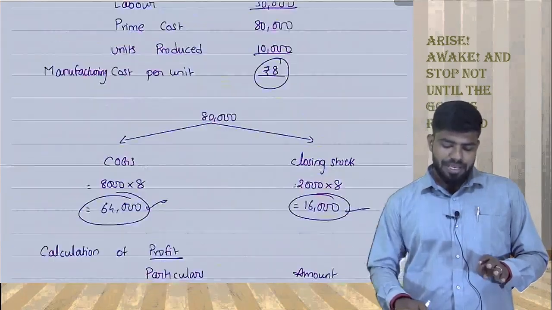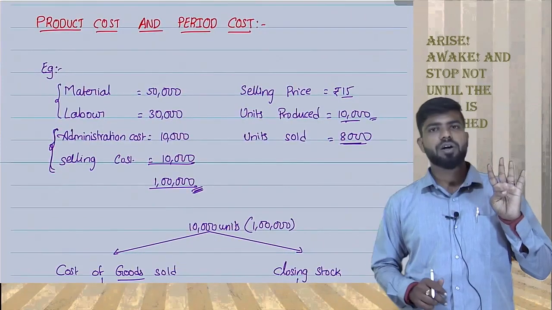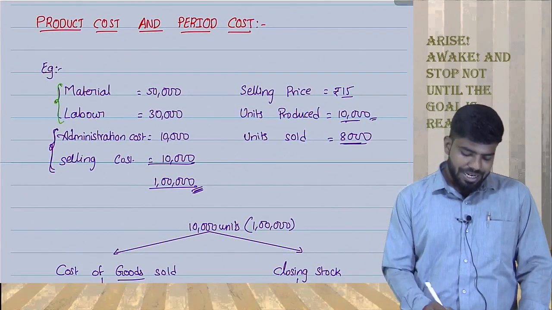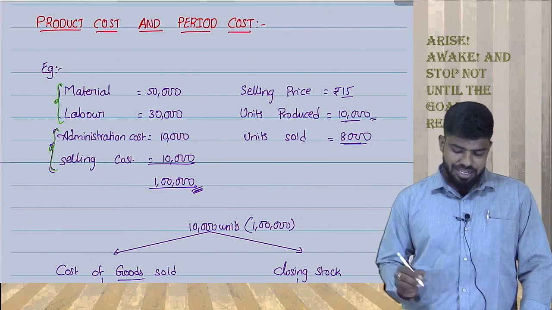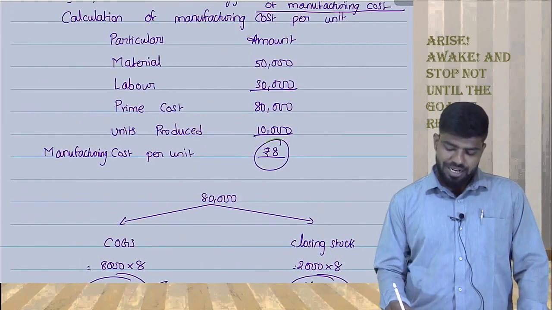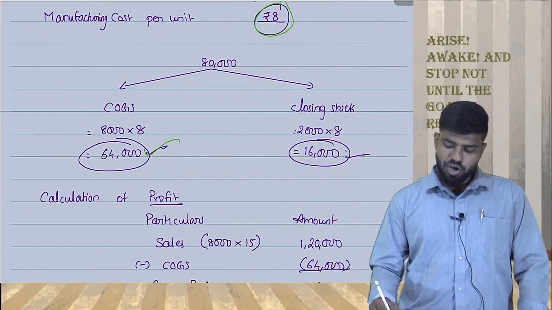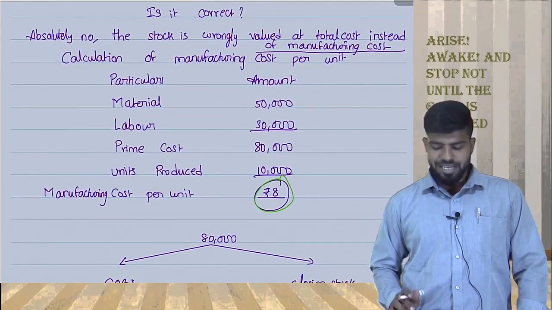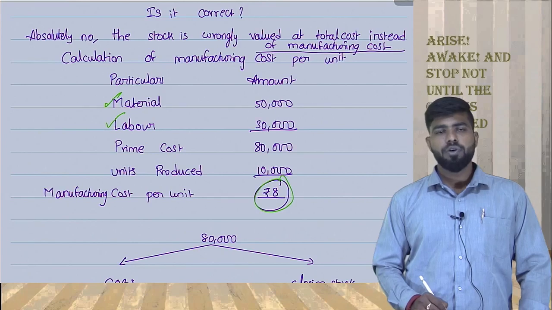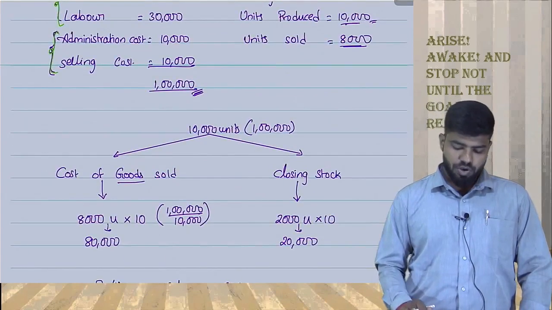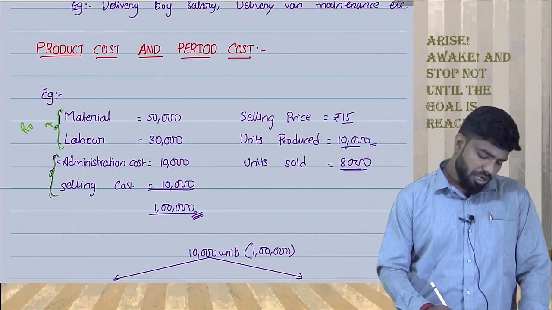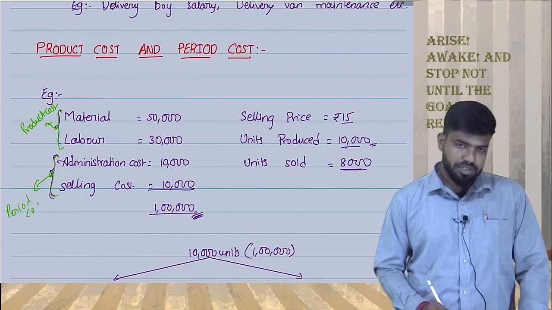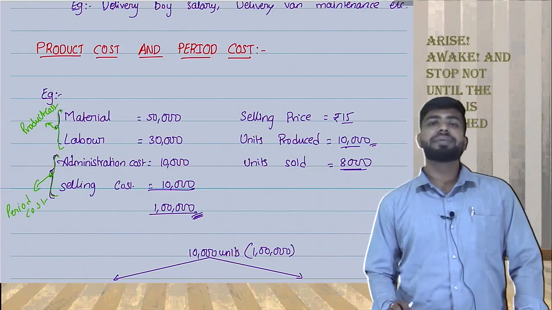In our example, I am taking 4 different types of cost: material, labor, administration cost, selling cost. When it comes to stock valuation, I am taking only material and labor. I'm not considering administration and selling cost. Using 8 rupees only, I evaluated the stock. So material and labor is considered for stock valuation, so we call these two elements the product cost. These two elements are called the period cost, because they are not considered for the stock valuation.